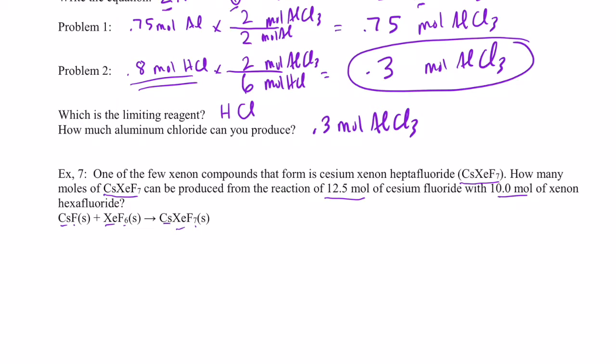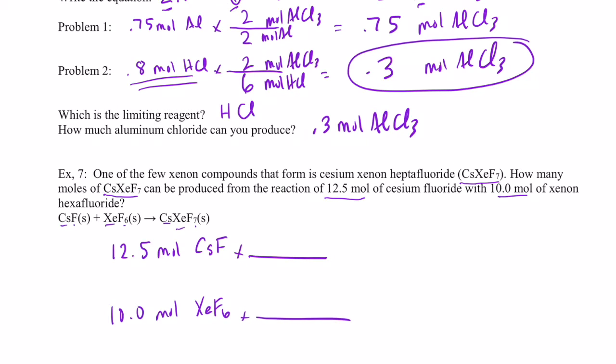So let's go ahead and start our problem. We have to do it twice, one for each reactant. So 12.5 moles of cesium fluoride, and then we have 10 moles of xenon hexafluoride. So let's find out how much product I can make. We'll work the problem twice. We'll hop out of moles of cesium fluoride and get into moles of cesium xenon heptafluoride. It's a nice pretty 1-to-1 ratio. So this reagent will allow me to make 12.5 moles of my product.